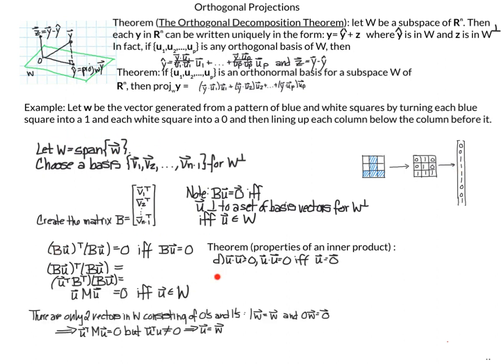There is a proof here, which I'm not going to go through, but just to verify what I just said, that B times U equals 0 implies that U is in W, that is, it is in the span of the vector W. And actually, there is one other point. There is the possibility that U is equal to 0. But if U transpose M U is equal to 0, and U transpose U is not equal to 0, that implies that U equals W.